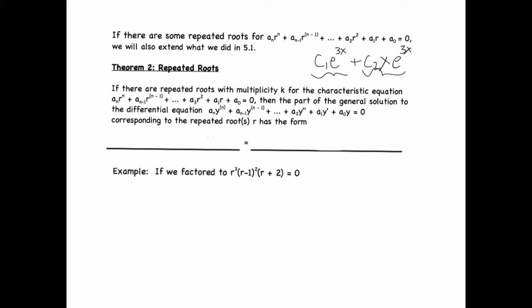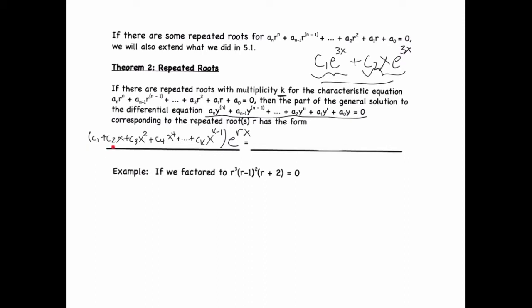So if there are repeated roots with multiplicity k, here we had multiplicity 2 in this example, for the characteristic equation of a r to the n, a r to the n minus 1, all the way on down for however many of our roots, then the part of the general solution to the differential equation corresponding to the repeated roots will have the form. I'm not going to read it off because it's a mouthful, but the idea is here's the first case of repetition where you just have the constant, and just like before, we need to add something that will make sure that these are linearly independent.